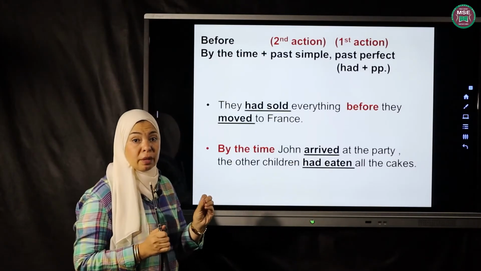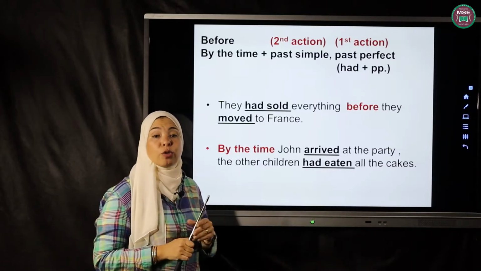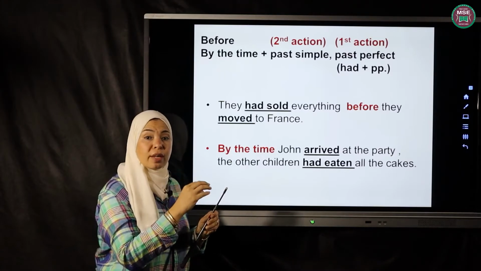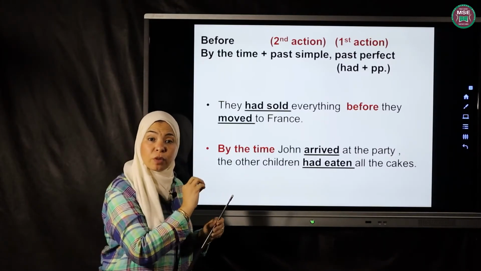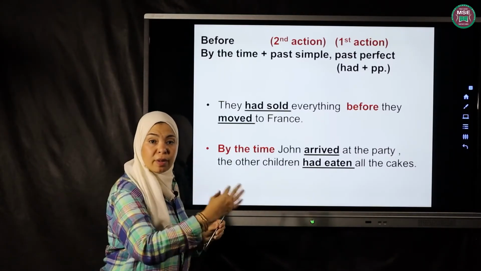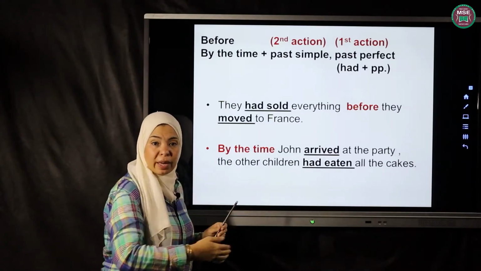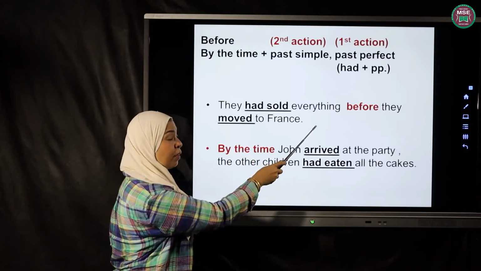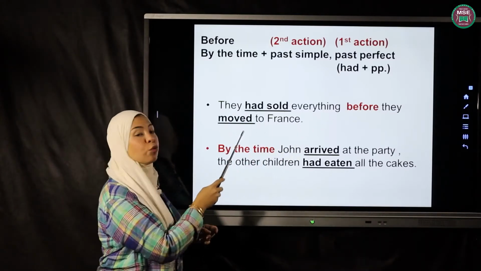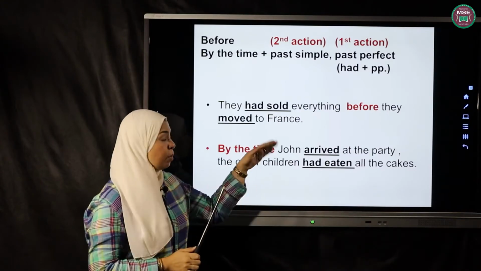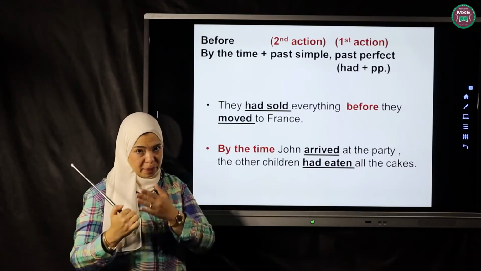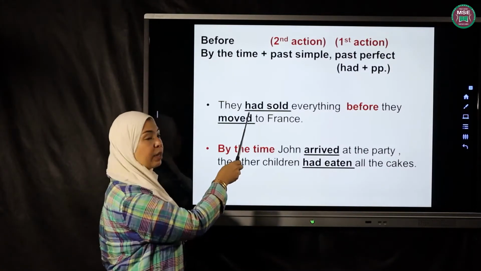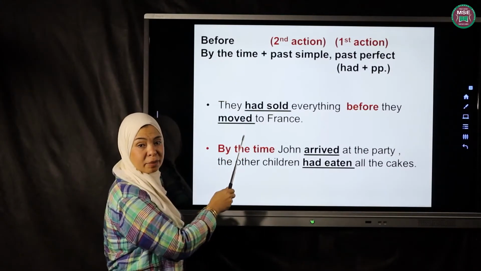The most important thing, beside memorizing the rule, you should understand it well. And you should know how to understand, or how to elicit which action happened first and which action happened the second one, which is the following action. You have to understand well. So they had sold everything before they moved to France. Now they moved. Not now, in the past, of course. They moved, okay? Before they moved, what happened? They had sold first, second.